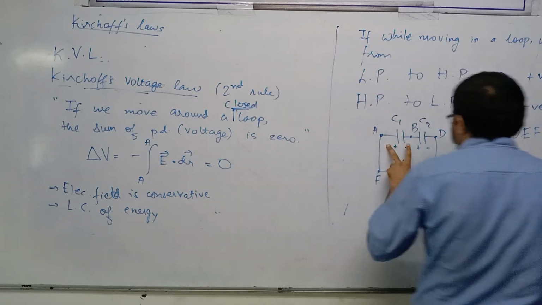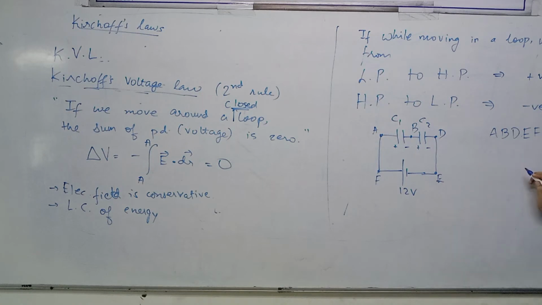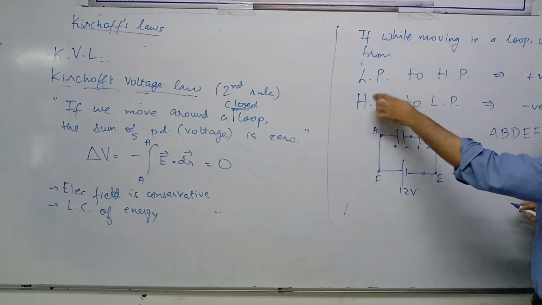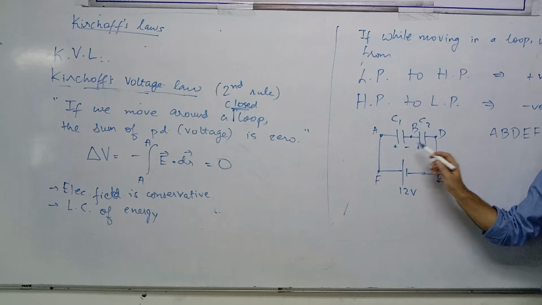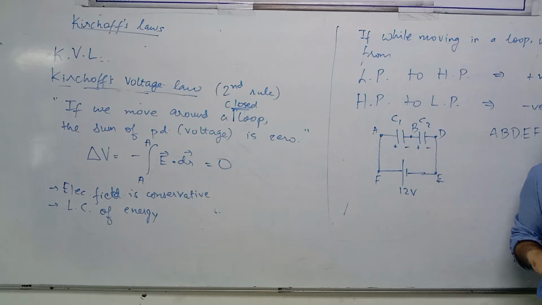When I go from A to B, I am crossing what? A capacitor. Yes or no? Yes. But are we going from LP to HP or HP to LP? HP to LP. Higher potential to lower. How can you say that? Because we went from the positive to the negative. Did you understand? In a capacitor, the positive plate is at higher potential and the negative plate is at lower potential. Yes or no? Yes. Sure, no doubt about that.